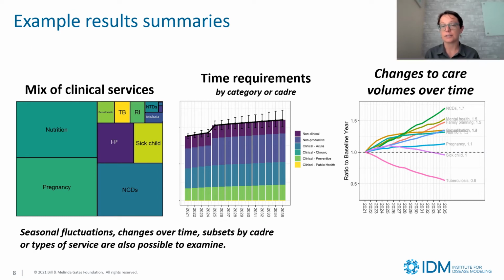On the left, you see an example of the mix of services. So the box size here is the amount of time spent on a given service. And you can then start to get a sense of relative priorities.